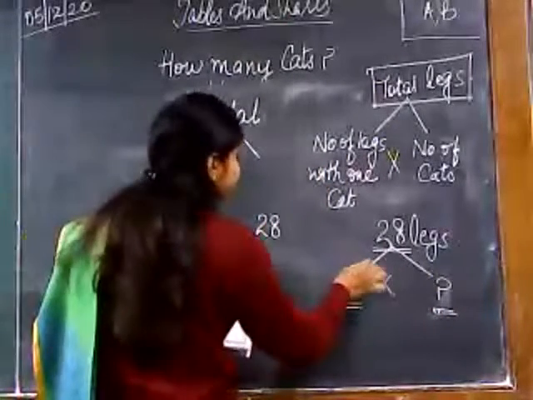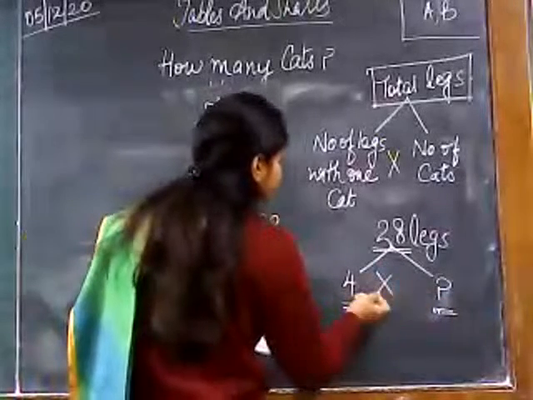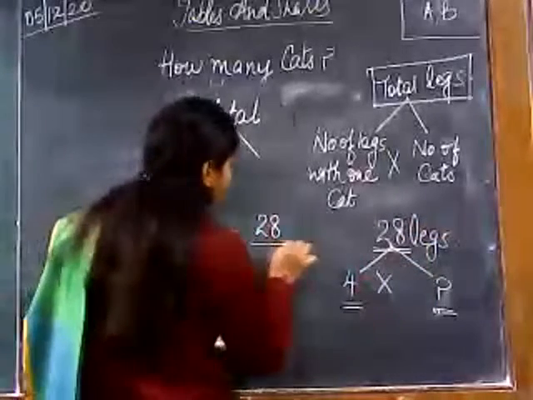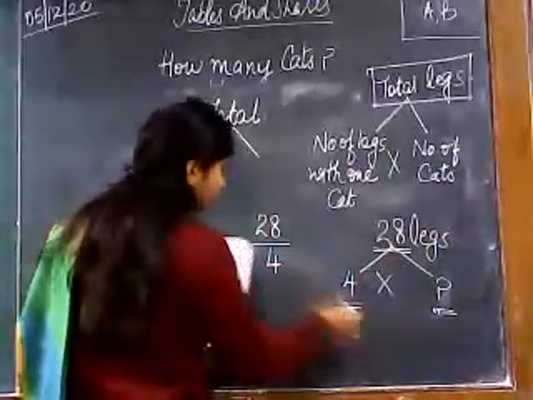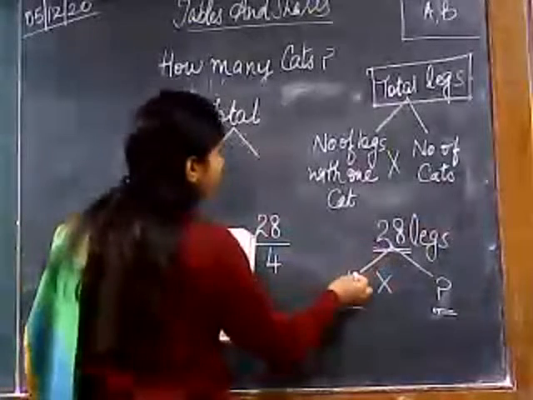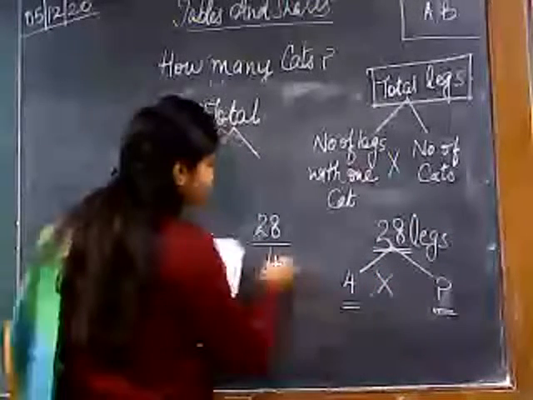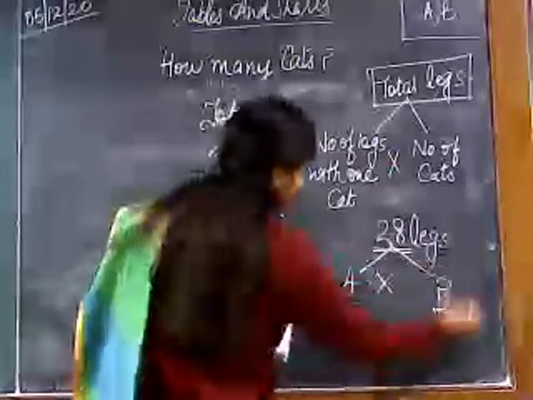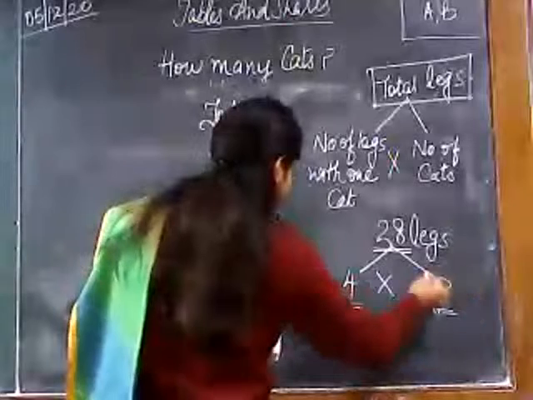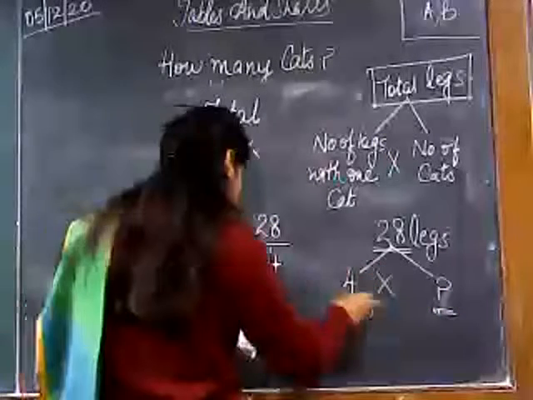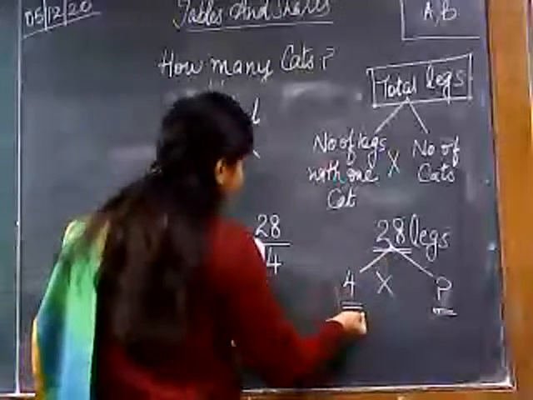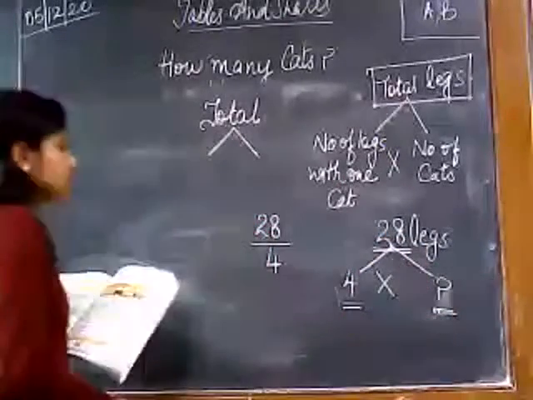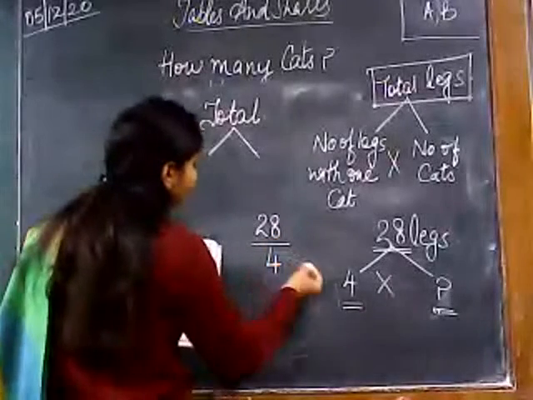I know that 28 is formed by multiplying 4 with some other number, right? So what will I do? When I have to get this piece, I always divide the bigger number, that is the total number, by the individual numbers, right? If you are given the number of legs with one cat, you divide the total by that, and you will get the number of cats. Or if the number of cats is given to you and you are asked the number of legs with one cat, you can find it by dividing 28 by the number of cats. So 28 divided by 4, right?